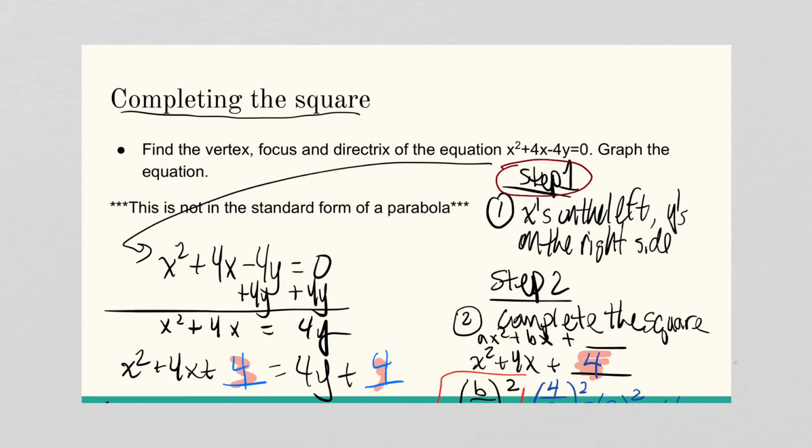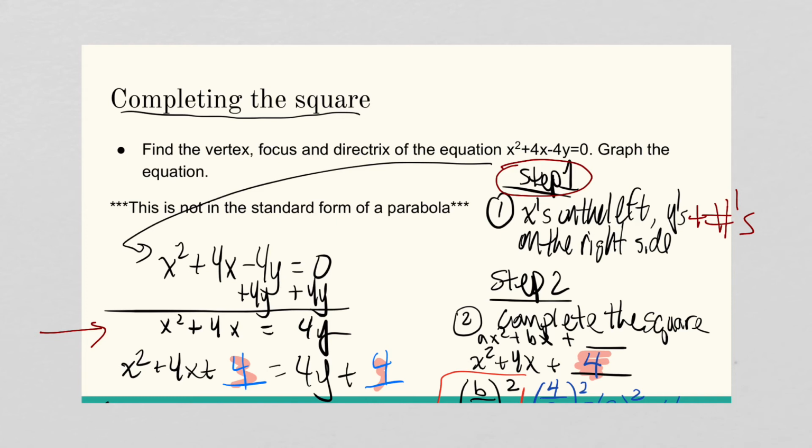have all your x's on the left-hand side and the y's and numbers on the right. So the only thing I'm going to be moving here is that -4y by adding it over. So it's plus 4y. So now I have an equation that looks like this: x squared plus 4x equals 4y.